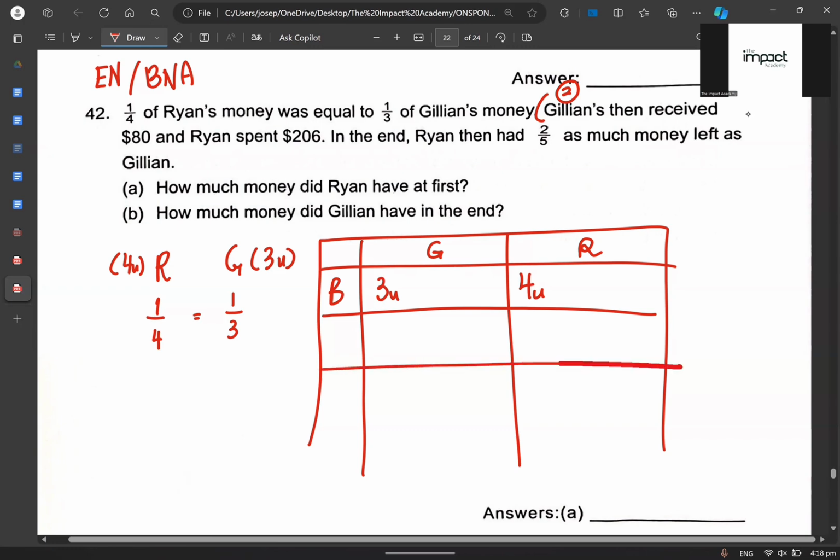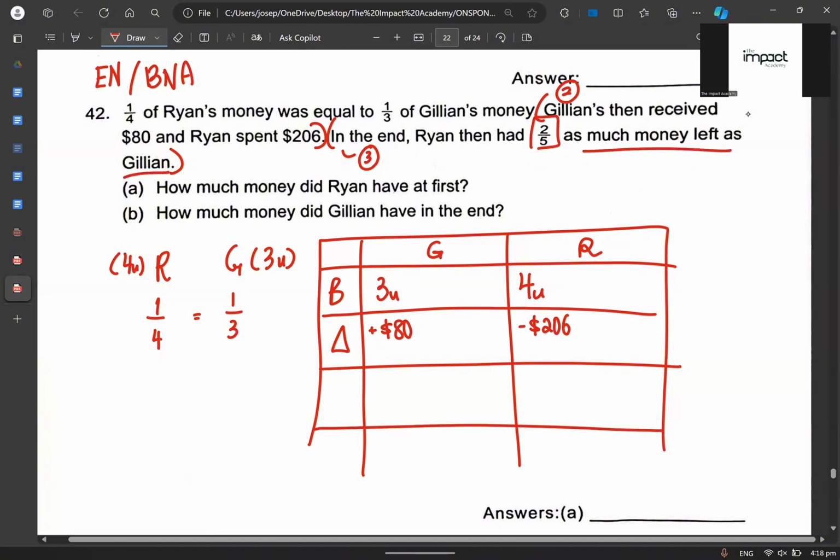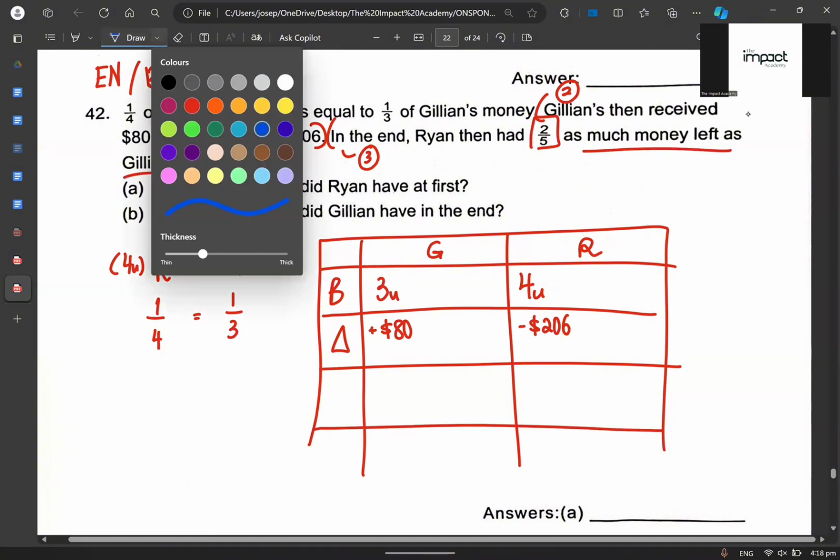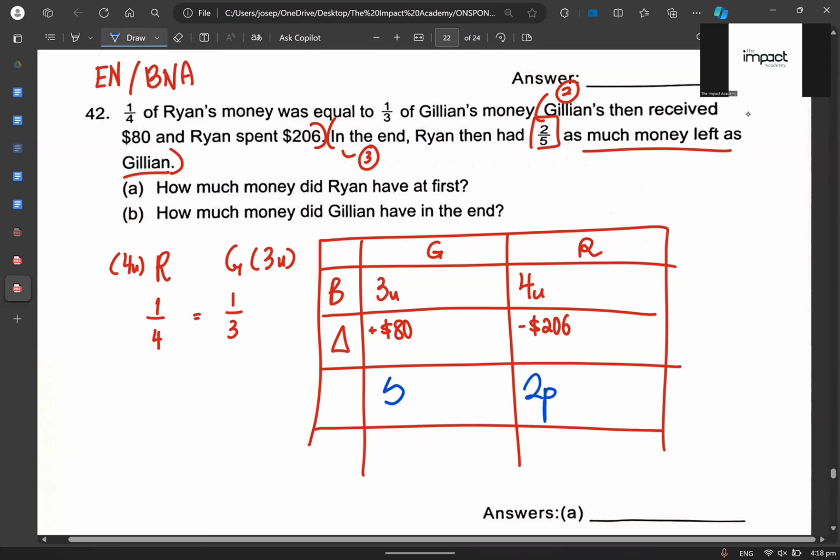Am I making sense? Sentence number 2, Gideon then received $80. Okay, so we plus $80. Agree so far? And then we are going to spend $20. Sentence number 3, in the end, Ryan then had 2/5 as much money left as Gideon. That means to say Ryan is how many part? 2 part. Alright, Gideon is how many part? 5 part. Am I making sense?